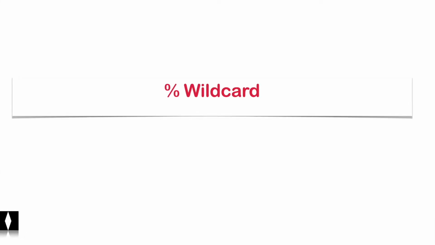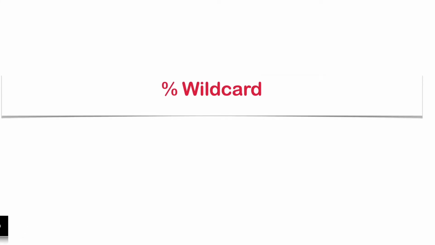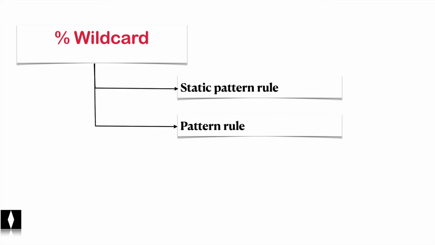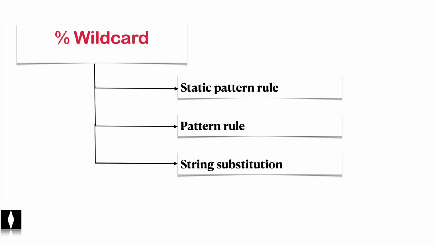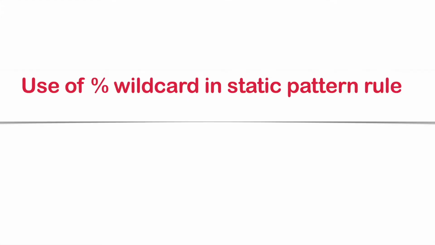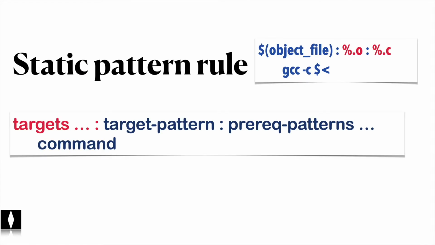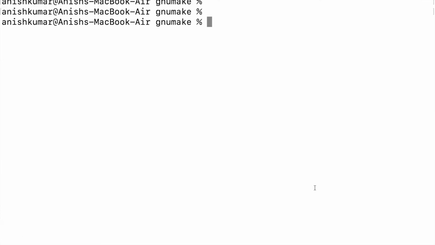Next, we will see the modulo wildcard. This wildcard is used for several purposes like static pattern rule, pattern rules, string substitution, and the vpath directive. Let's see the use case of the modulo wildcard in static pattern rule. For a given list of targets, target and prerequisite are matched by the modulo wildcard. Then the command will be executed if matched. Now, let's understand this with an example.